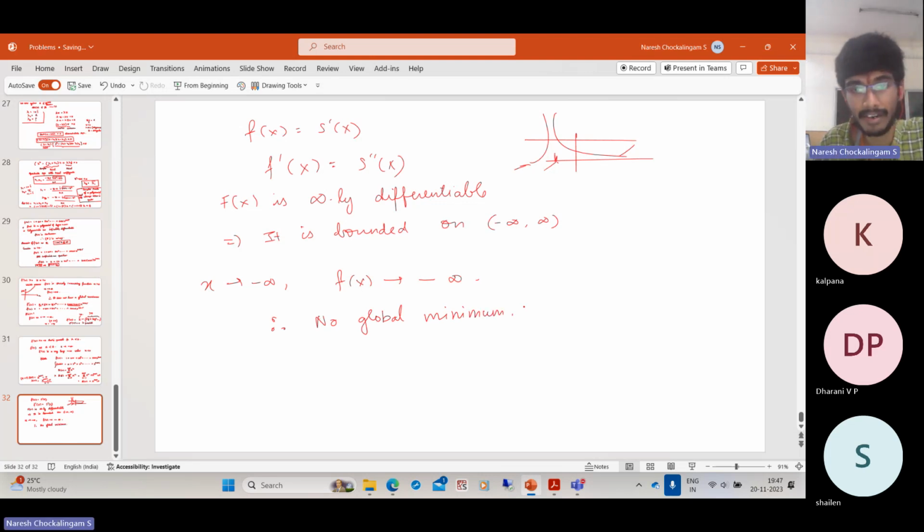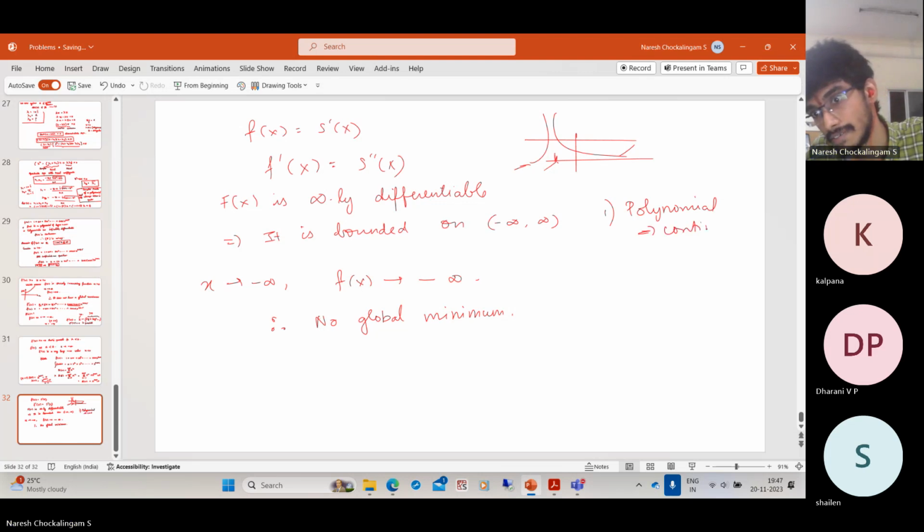So, okay, I have taken multiple slides. So the first thing you need to look at is it is a polynomial. So it is continuous and differentiable everywhere. Therefore, the last option is wrong. Second thing, it is a polynomial with positive coefficients.